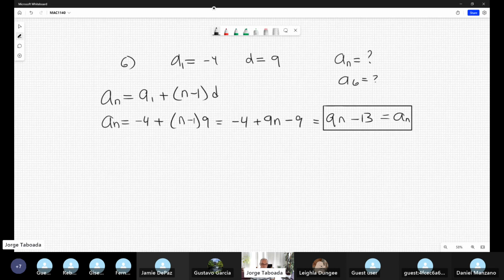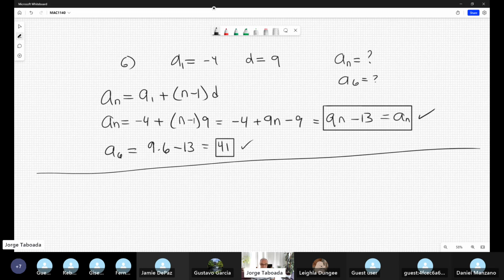If you want to find one specific position, the 6th, why don't you replace n: 9 times 6 minus 13? 9 times 6 is 54, 54 minus 13 is 41. One answer, two answers. Bang and bang. This is easy, just a formula.